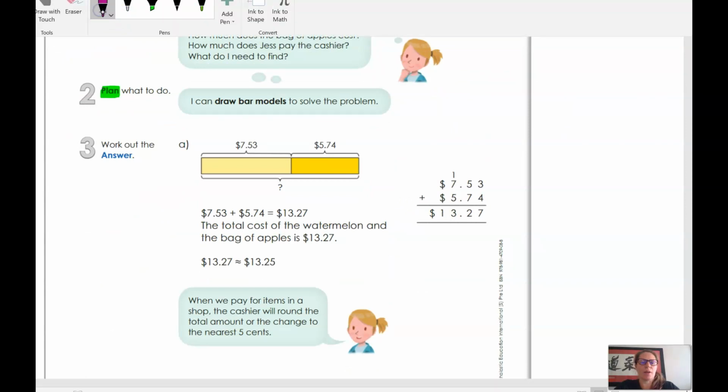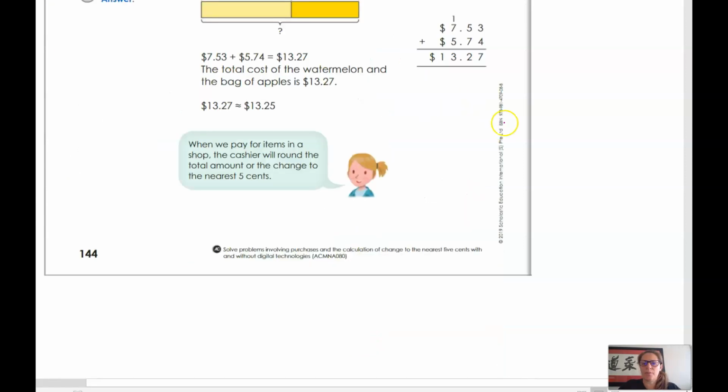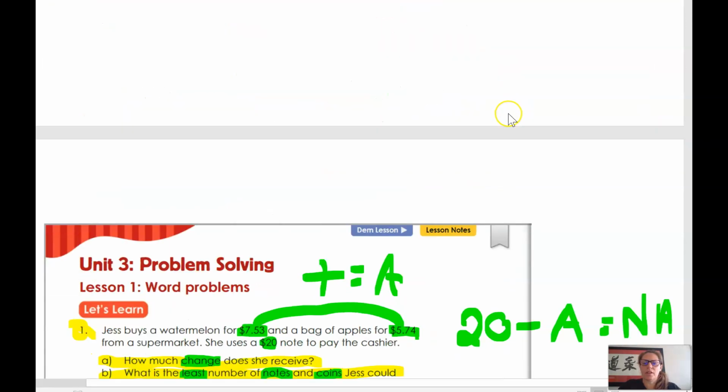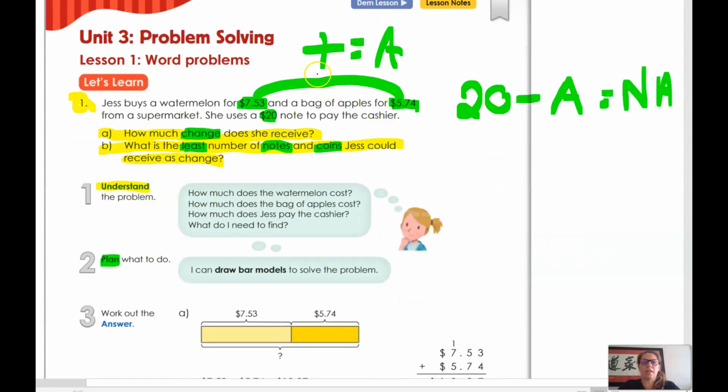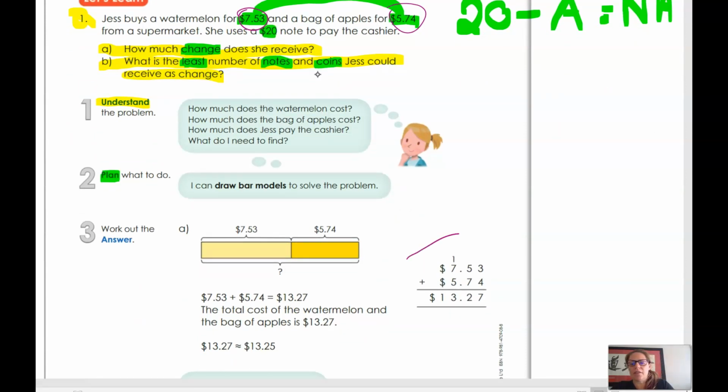And this is what I love about Prime, is it's done it for us. So the first step we have to do is, and I said that at the top, my screen is not moving for me. Oh, there we go. So I said at the top here, we needed to add the $7.53 and the $5.74, didn't I? So that's the first step. And they've done that over here for us, $13.27. So that's step 1.